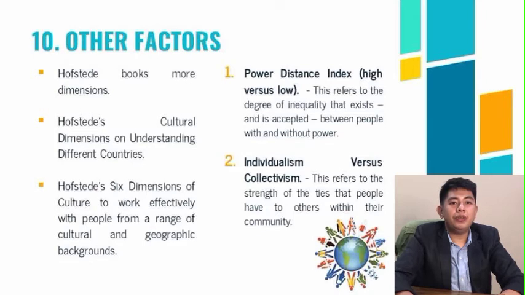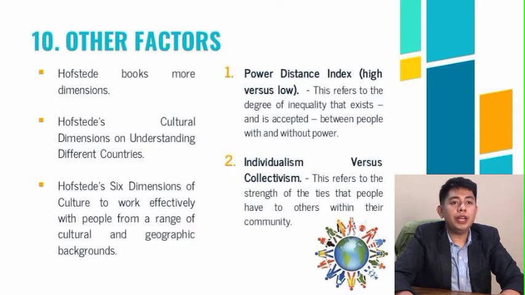Psychologist Dr. Geert Hofstede published a cultural dimensions model at the end of the 1970s. Based on a decade of research, it has since become an internationally recognized standard for understanding cultural differences. Number 1 is the power distance index, or high versus low. This refers to the degree of inequality that exists and is accepted between people with or without power.